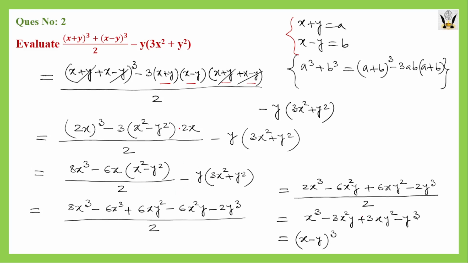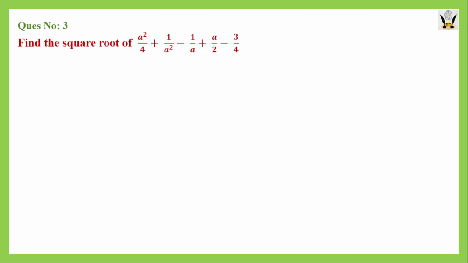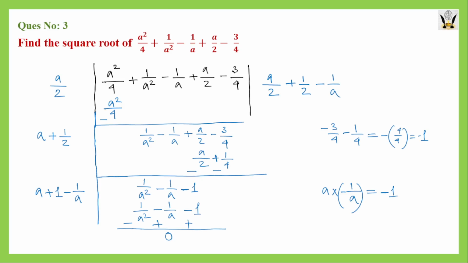And what is this? This is actually the formula, the identity (x minus y) whole cube. So this is the simplified answer of the given expression. Now the next one, we need to find the square root of this given algebraic expression, which is not actually a polynomial. So we need to find the square root, and we know the rule of finding square root of a polynomial. So this is the solution, where this is the given algebraic expression we have written here.